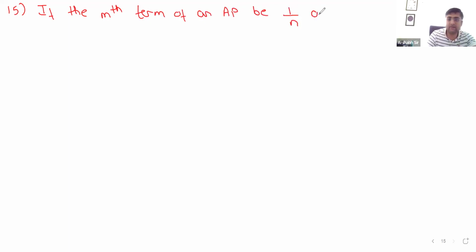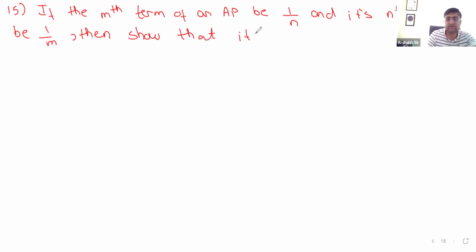Question number 15. Similar question है बेटा. If the mth term of an AP be 1 by n and its nth term be 1 by m, then show that its mnth term is 1. Try करो बच्चों.